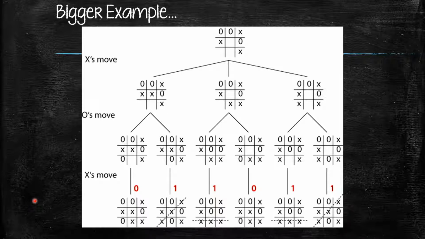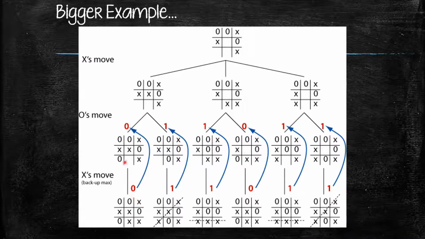So then we start again moving the values up the tree. Since there's only one value in each of these branches, the value just gets moved up. X has no choice but to make these moves. So these values get moved up. And now it's important to realize that this is going to be O's move. These edges represent O's move. Remember that O wants the smallest value possible. So now O gets a choice of 2 possible moves in each one of these branches on the tree.